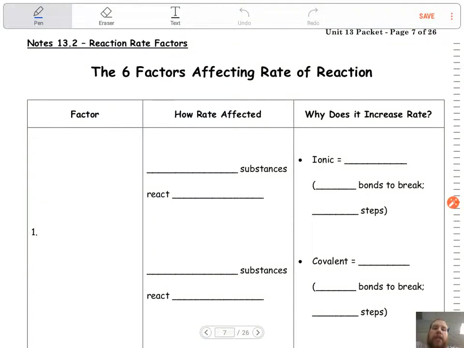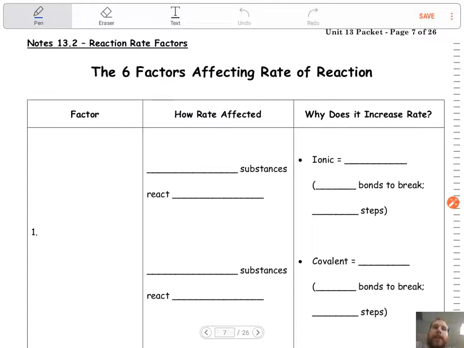So in the last video we talked about the reaction process, reaction mechanism, collision theory, all that type of stuff. Now we're going to talk about the reaction rate factors. There are 6 factors that affect the rate of that reaction process that we talked about. So we're going to jump right in.